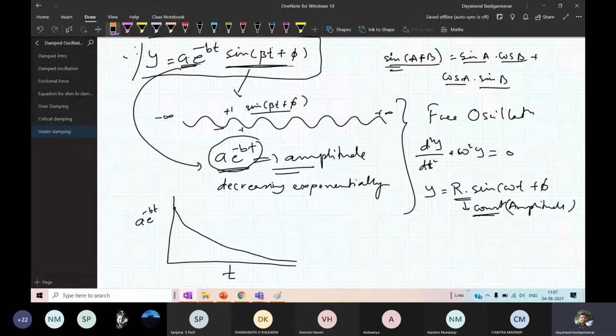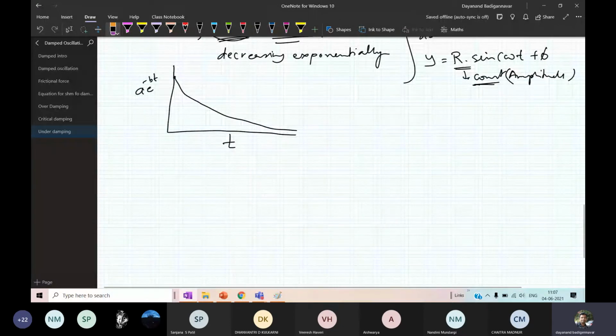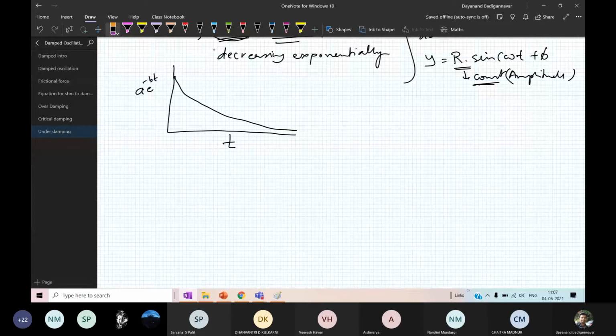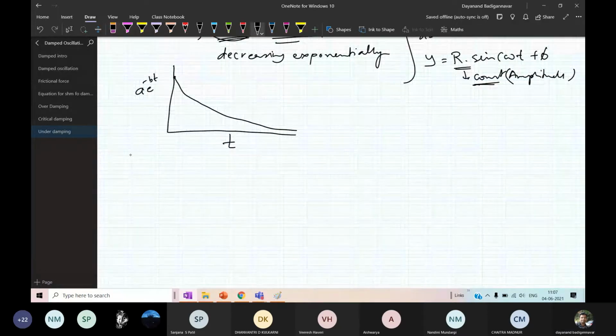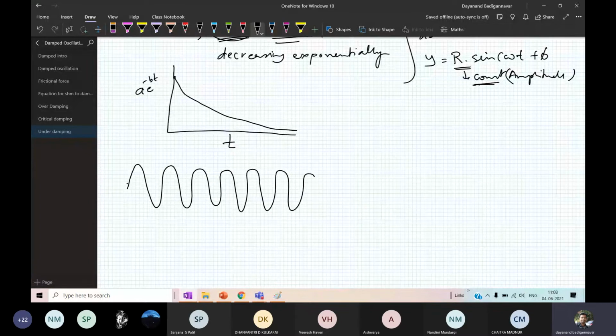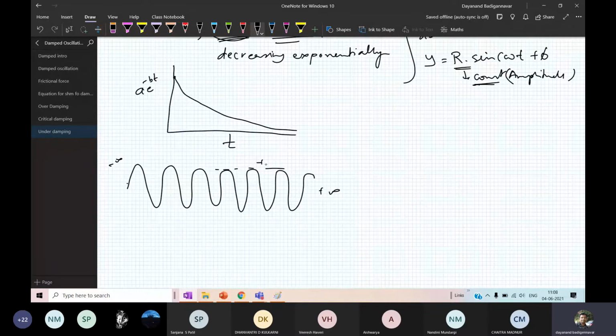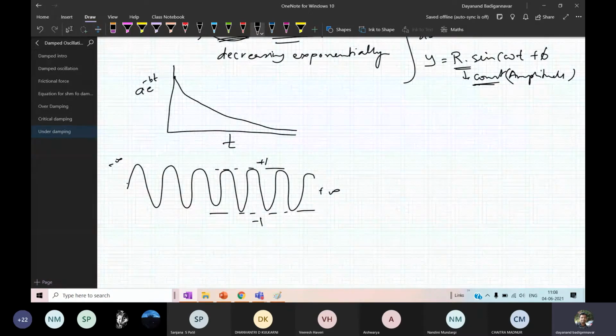Look at this. First, I have a sine wave. So therefore, this is y. I have a sine wave like this, which is extending from -infinity to +infinity, and it has values of +1 and -1. This is +1 and this is -1. Into, what is the second factor? The second factor is a into e raised to minus beta t. It's better that I write the first one here.